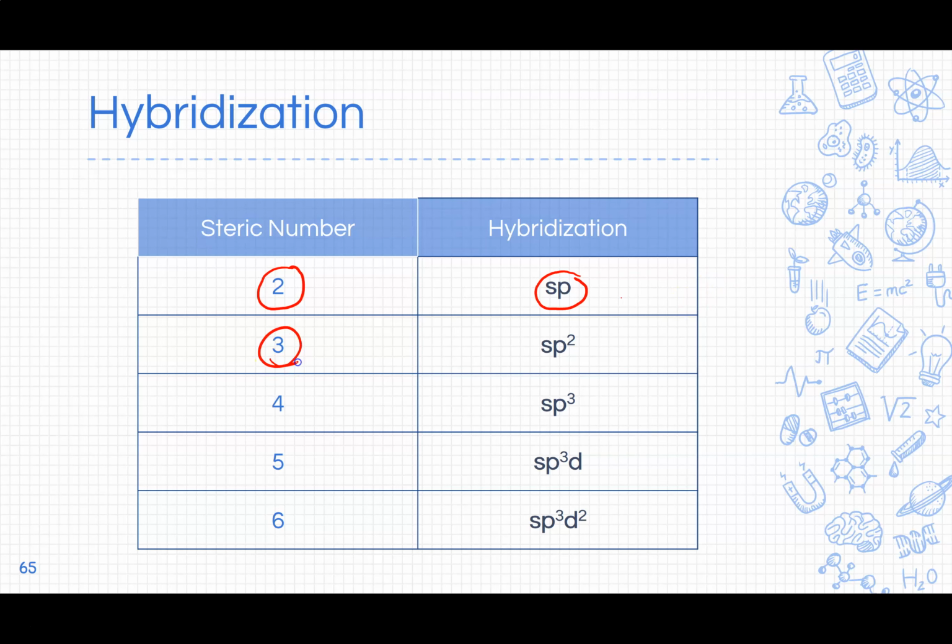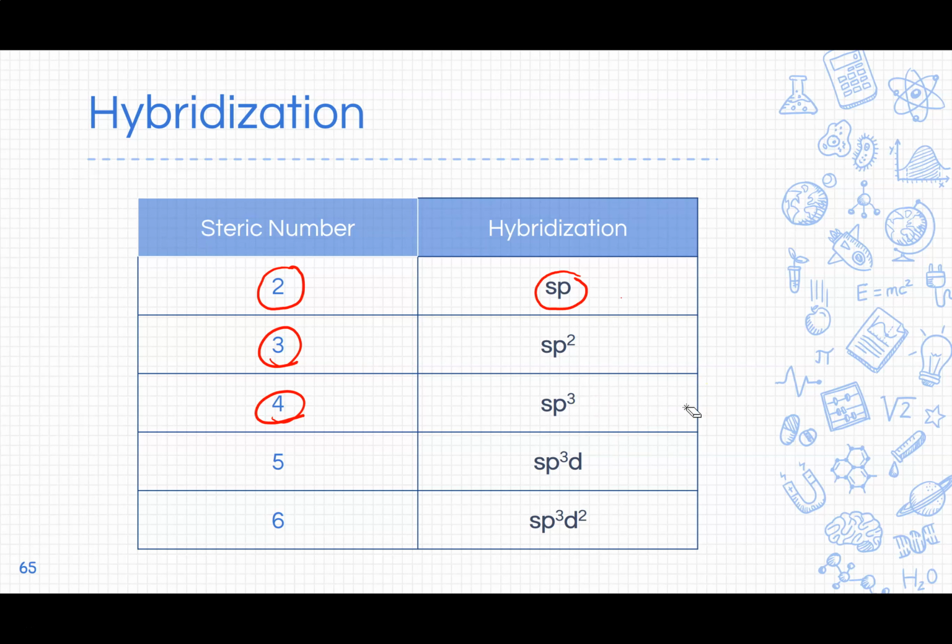When it's 3, it's sp2. So 1s and 2 p's would make 3 things total. So that makes sense. When it's 4, it's sp3. 1s and 3 p's would make a total of 4. And so that's where the steric number of 4 comes from.